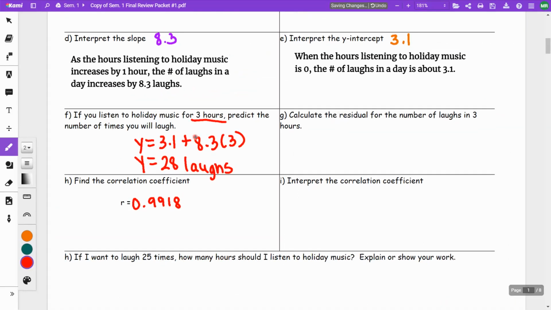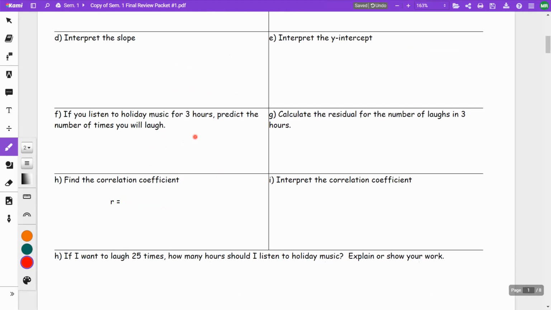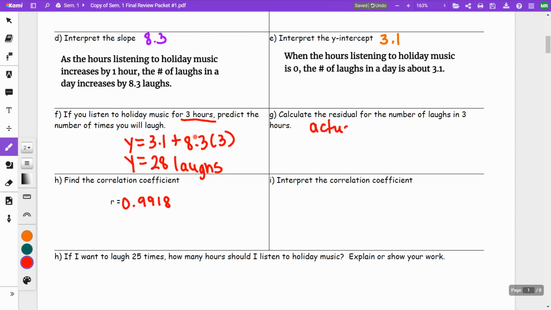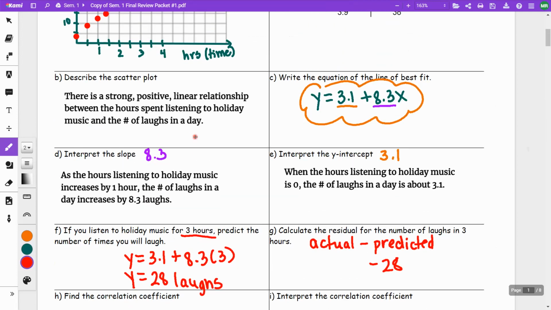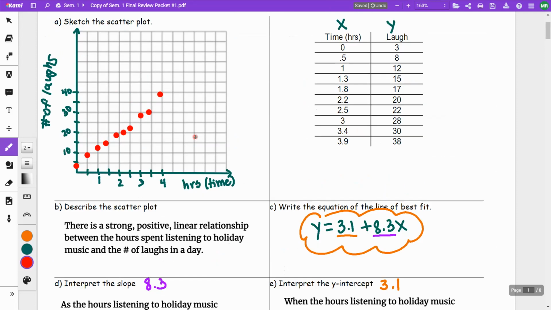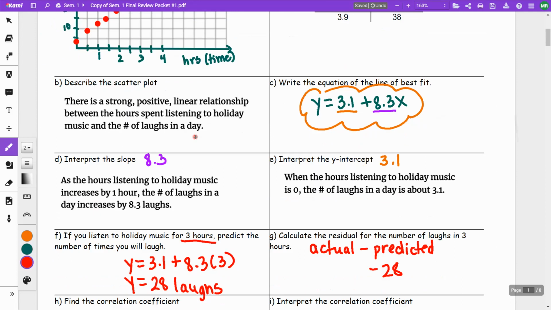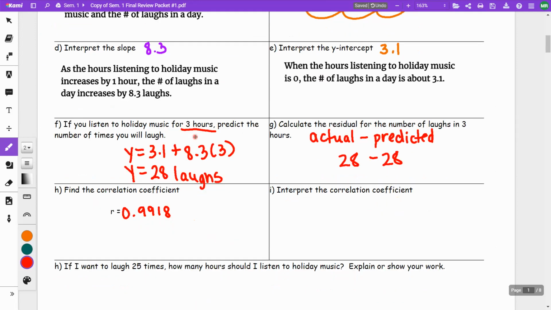Now it wants us to calculate the residual. And remember, residual is going to be actual minus predicted. I just found the predicted right now. That is our 28. My actual, I'm going to come up to my table and we're looking for 3 hours. So 3 hours is 28. So in this case, I actually ended up with a residual of 0 because my predicted was the same as my actual. That doesn't happen very often, so that's pretty good.